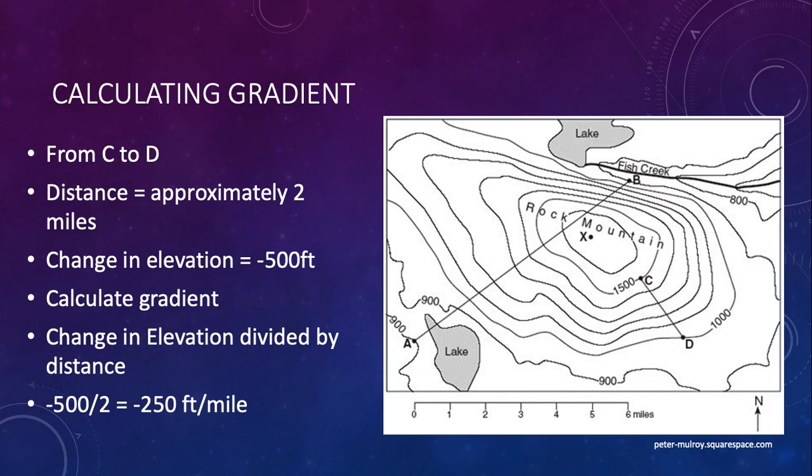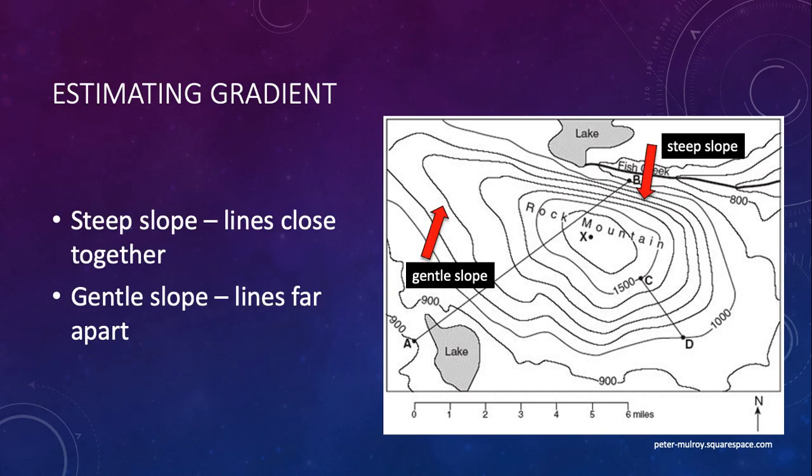Here's another example of calculating gradient. From C to D, the distance is approximately 2 miles using the scale. The change in elevation is minus 500 feet. From C to D, you're going downhill, so we put a negative in front of it. To calculate the gradient, we divide the change in elevation by the distance, and we get negative 250 feet per mile.